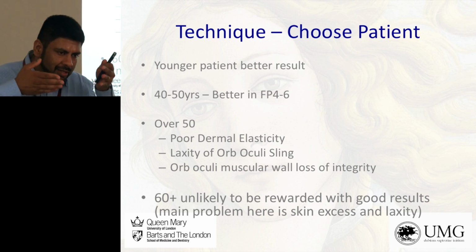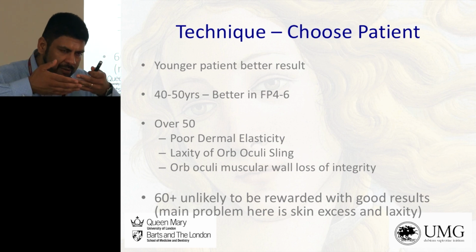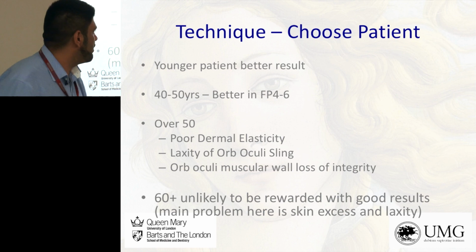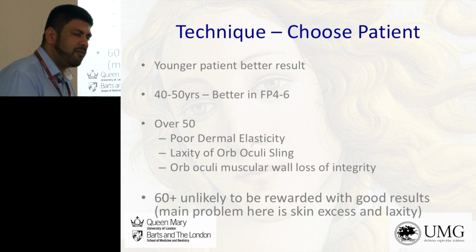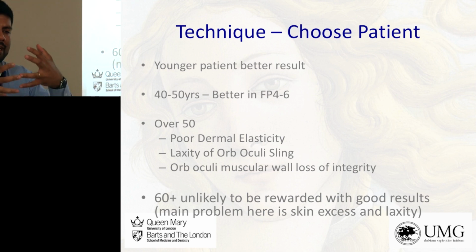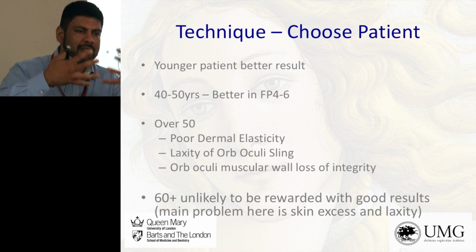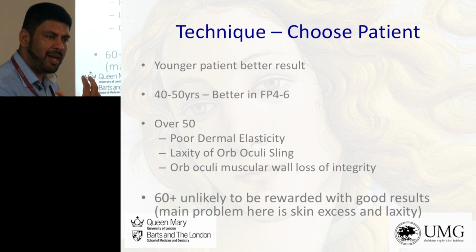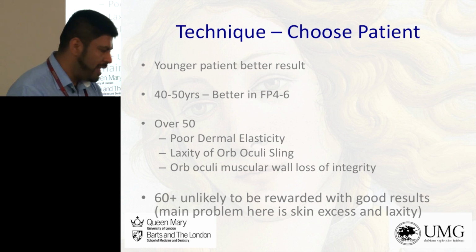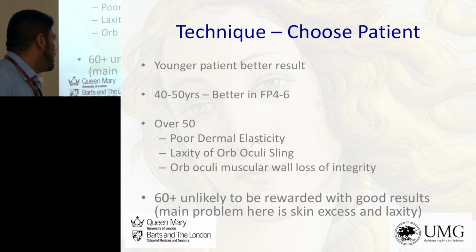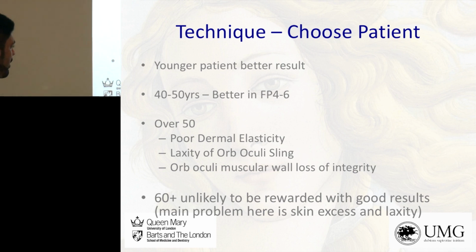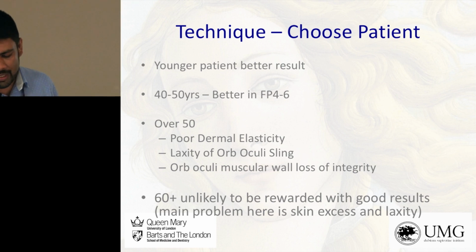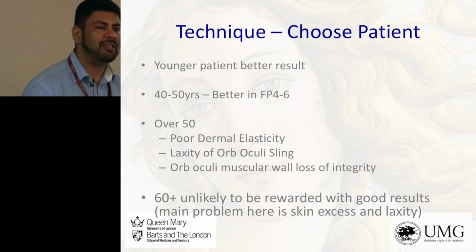The sling of the orbicularis oculi, which is basically acting like a sling to retain those intraorbital contents, is weak. And the fibers of the orbicularis oculi tend to dehisce a little bit and become like an open basket. So anything that you put behind them can easily extrude out. So you're not really going to be rewarded with the best results ever in this territory. It's a good treatment for the relatively younger patient.